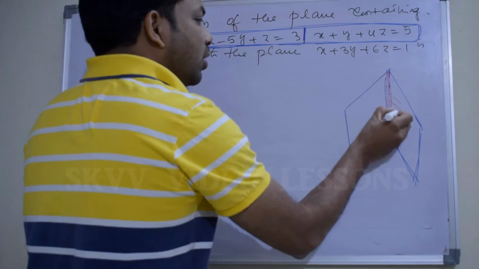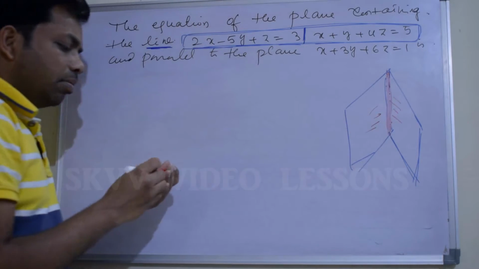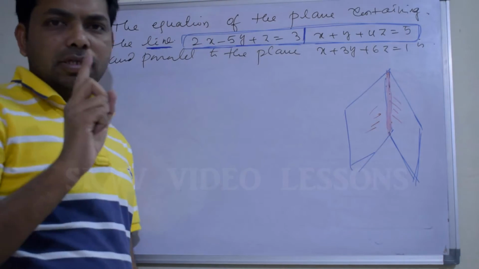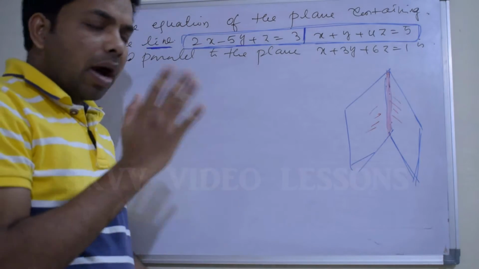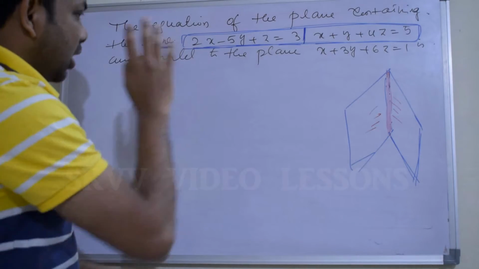So, therefore, whenever you write two planes together, what will it represent? Two planes together represent a single line. Where they intersect, that intersection part is what? It is a line. So, it is a line.